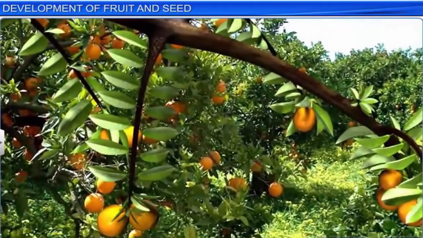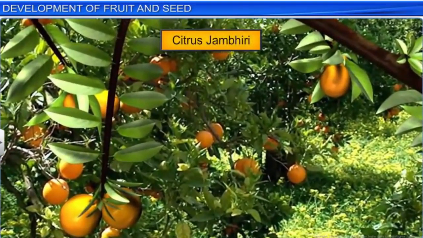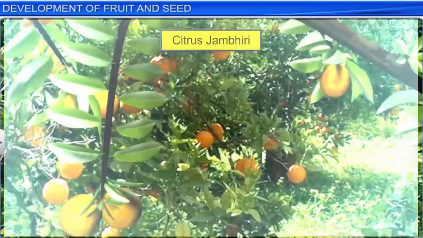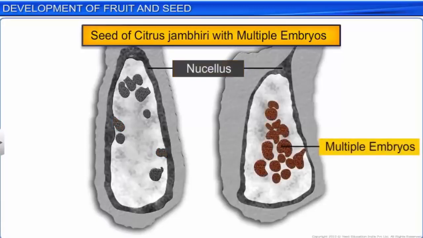Moreover, in certain apomicts such as Citrus jambiri, which belongs to the Rutaceae family, the nucellar cells surrounding the embryo sac divide and protrude into the embryo sac. Later, these cells develop into embryos, and hence a single seed contains more than one embryo. This phenomenon of having more than one embryo in a seed is called polyembryony.